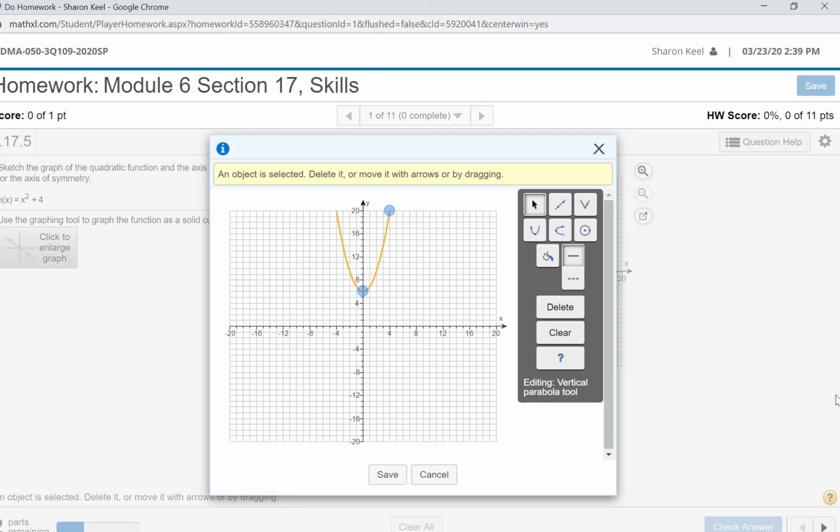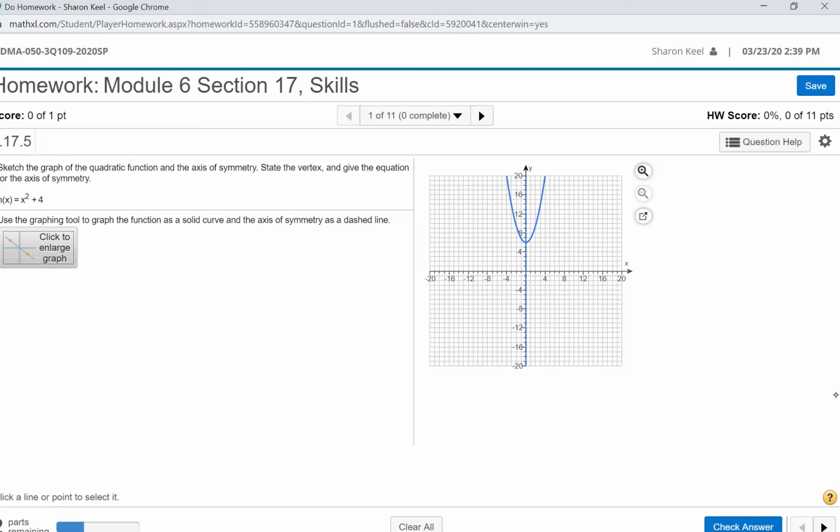To graph the axis of symmetry, I now choose my line tool. Now notice, they asked me to make it dashed. This line is solid, this is dashed. So after I've chosen the line tool, I'm going to choose dashed. I'm going to go back to my vertex, and I'm going to keep my line straight up and down, then save. So you will now see I have a parabola, and I have my axis of symmetry.